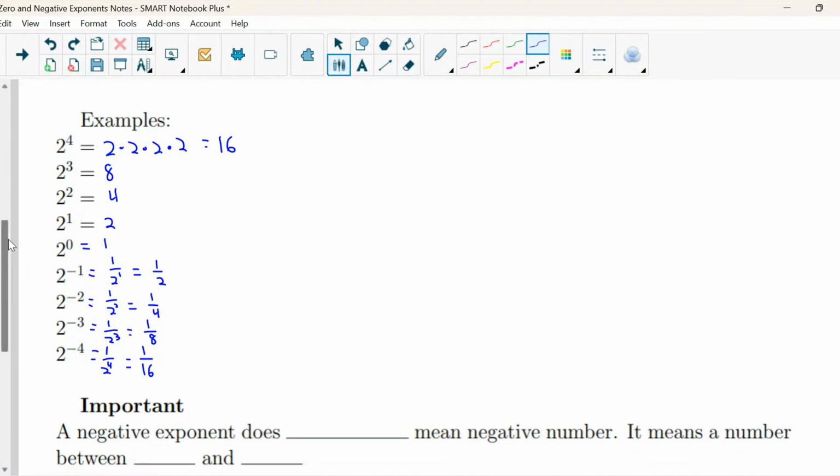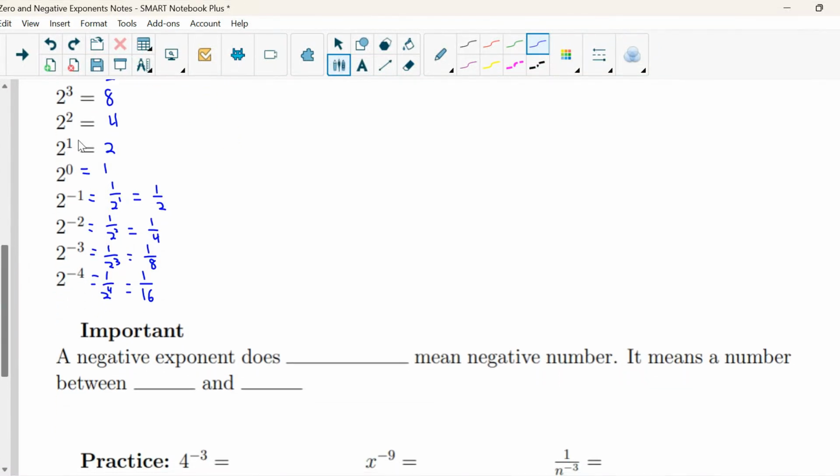One important thing to remember, a negative exponent does not mean a negative number. This is a super common mistake I see all the way through Algebra 2. It means that the number has to be between 0 and 1, which essentially is just telling you that you're most likely going to have some sort of a fraction. Okay?